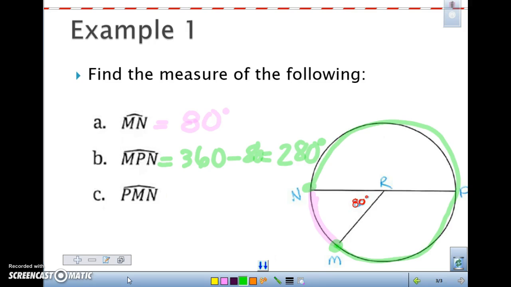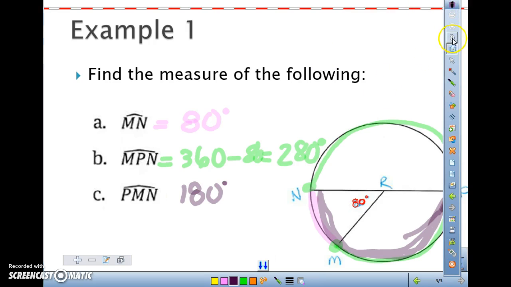All right. You and your partner, could you please figure out letter C? Talk to one another. 80 degrees. Anytime the endpoints are the diameter, you know you've got a semicircle. So 180.